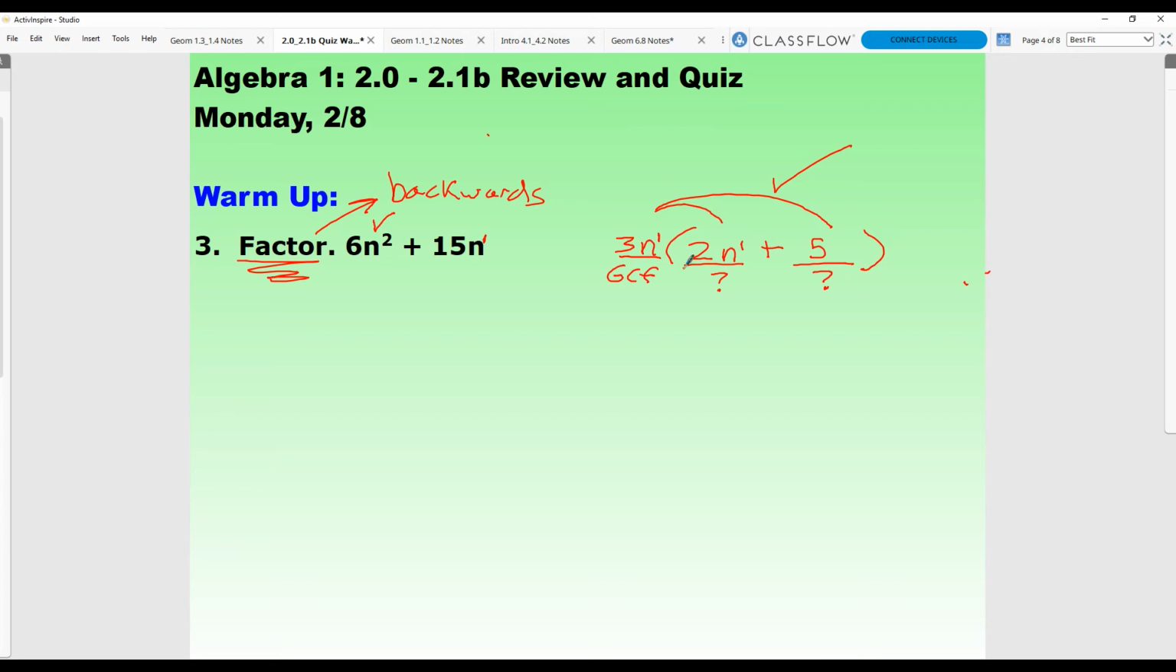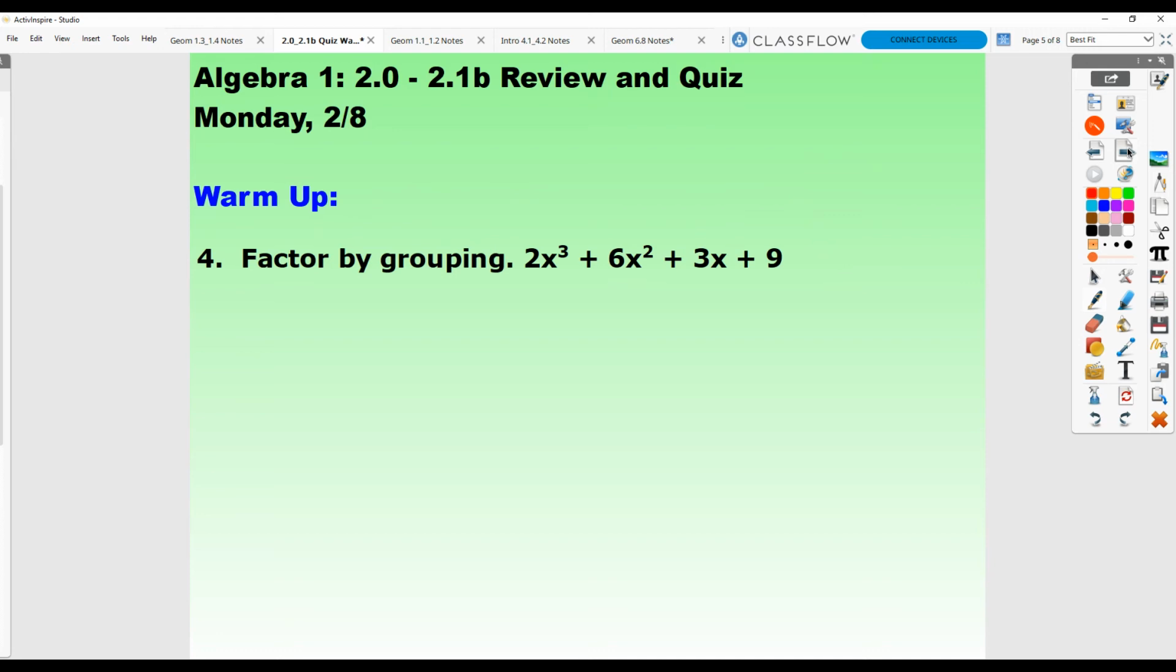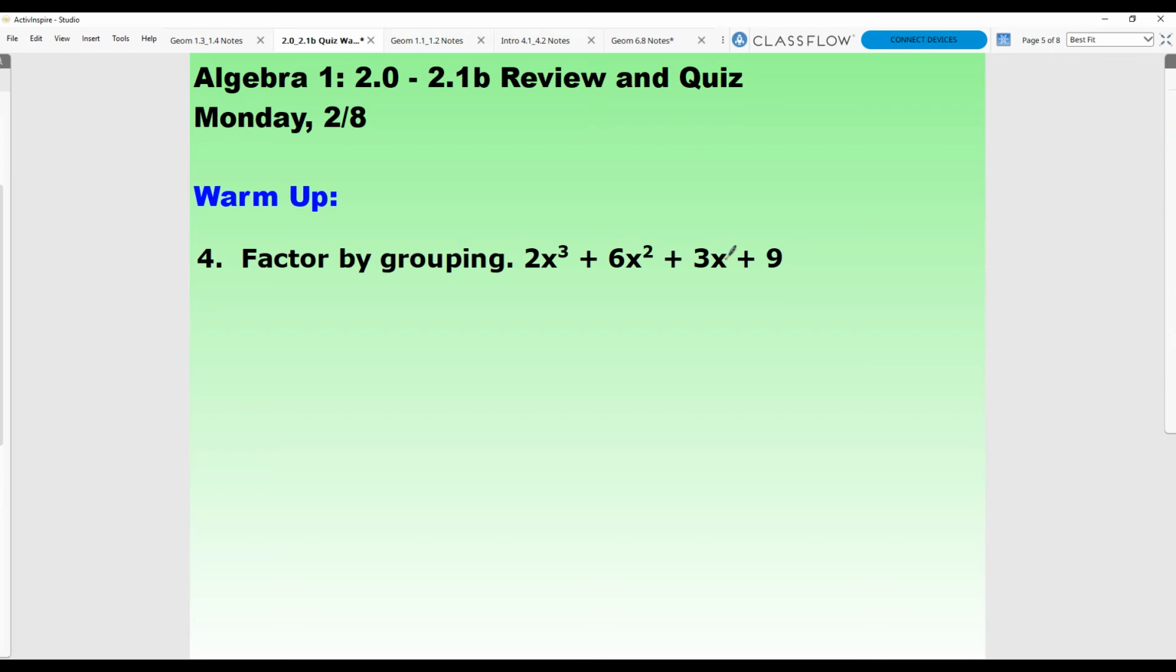Let's take a look at our last example for you, number 4. Number 4 looks like this. We're going to factor, so we're going to figure out what this problem looked like in the beginning. We're going to use a method called grouping. We did this the last time we had class also. And here's why we're doing grouping. If you look at each one of these numbers, 2, 6, 3, and 9, there's no greatest common factor between all 4 of those numbers other than the number 1.